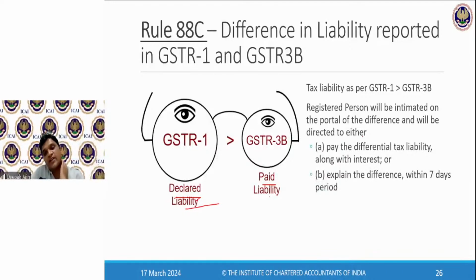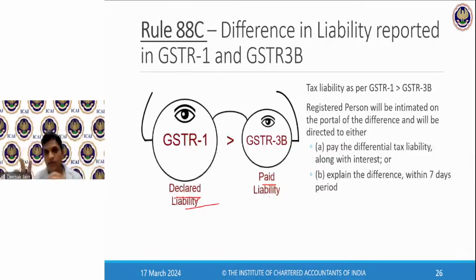He will be directed to pay the differential tax liability, saying that in GSTR-1 you have 1 lakh, in your GSTR-3B you have 80,000. To the extent of 20,000, pay the differential tax at the tax rate now, or explain the difference within 7 days. Sometimes someone says, I paid the taxes correctly, sir, but I forgot to include it in my GSTR-1 of that month. Then you will include it in this month.